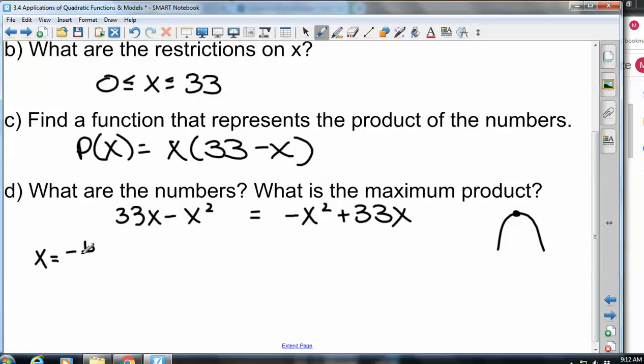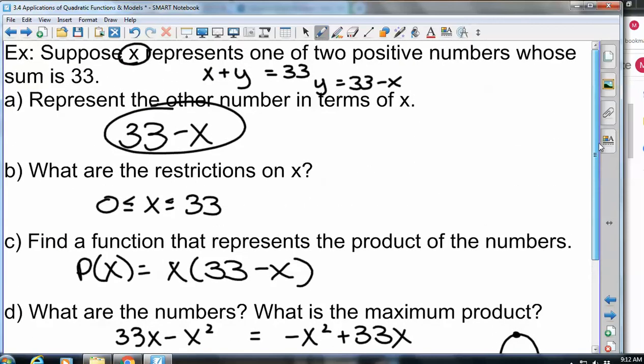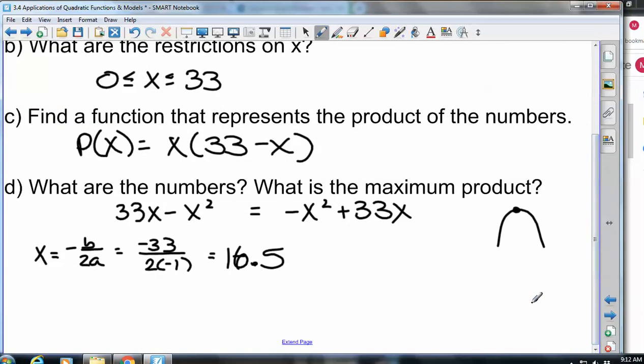x equals the opposite of b over 2a. It's the vertex. So my b is 33. A is negative 1. And what do you get? 16.5. It never said that they had to be integers. So decimals are allowed. I just wanted two numbers.